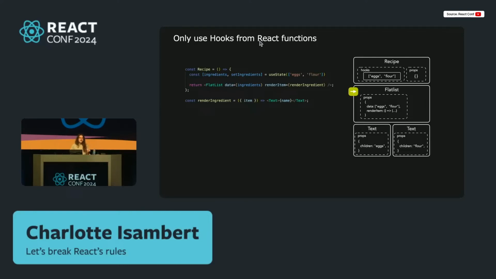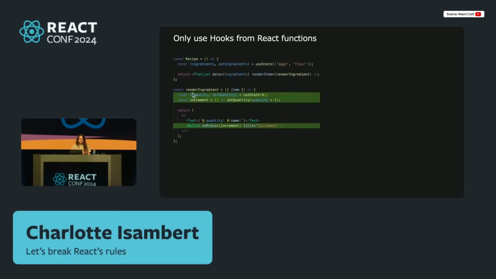OK, so let's break our rule. To break it, we're going to add another functionality to our app. We now want the user to be able to set the quantity of each ingredient. But what if, instead of adding this quantity useState inside a regular render React function like we're supposed to, what if we add it inside this renderIngredient function?